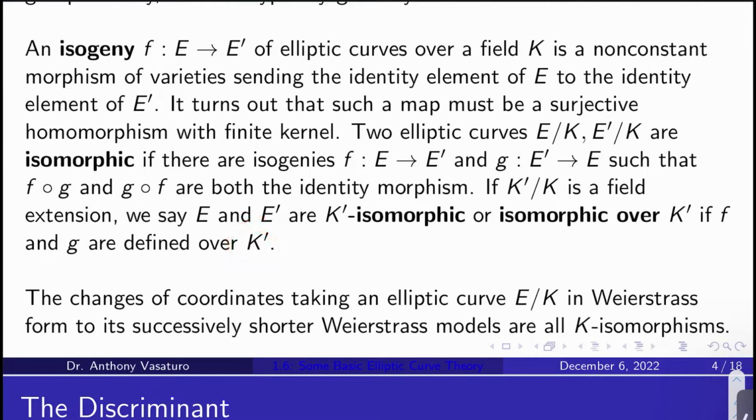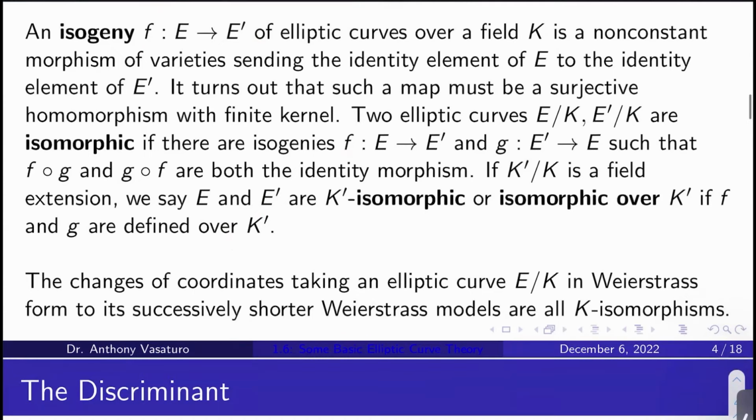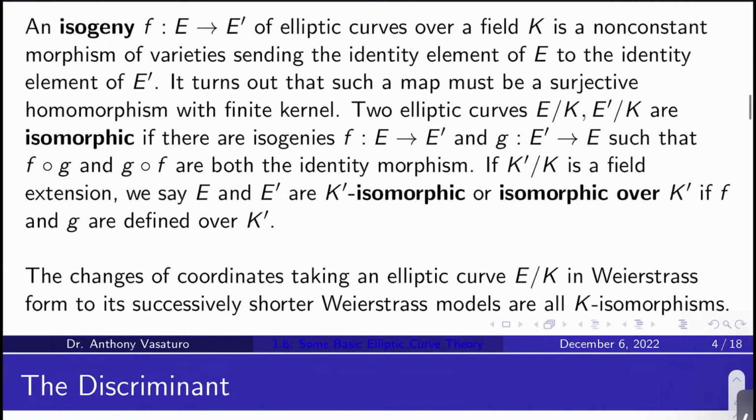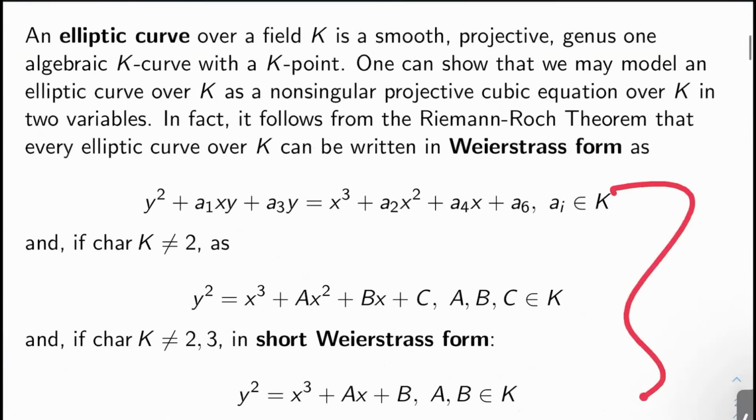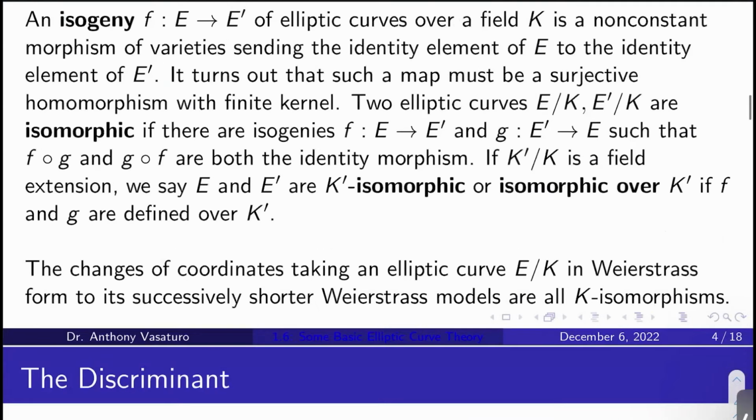I bring this up now, A, because you need to know all this, but B, because those changes of coordinates that I talked about earlier, taking an elliptic curve E over K in Weierstrass form to its successively shorter Weierstrass models, are all actually K isomorphisms, and they better be, or else all these different models that we came up with up here just represent different elliptic curves, as groups, which would be bad.